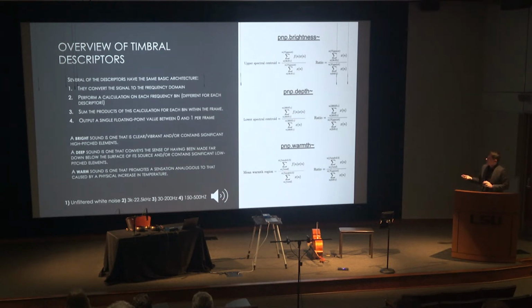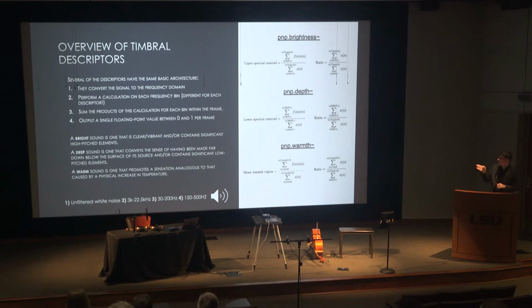So we perform a calculation on each bin within a frame, and then we sum the products of this calculation for each bin within the frame, and each object outputs a single floating point value between 0 and 1. It does this once per frame. So we do the time to frequency domain conversion, we do our calculation, it gives us a number, and we go on to the next frame.